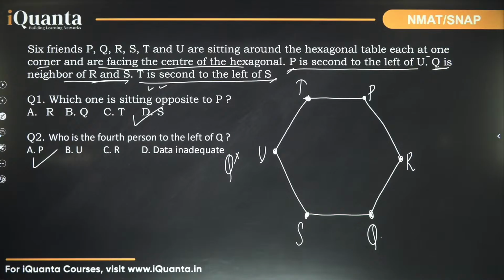Okay. Answers are D and A. Siddhan, you can cross check, right? Answers are D and A.